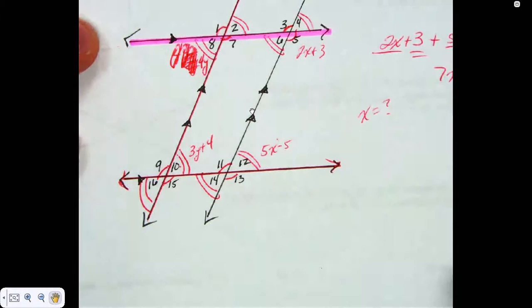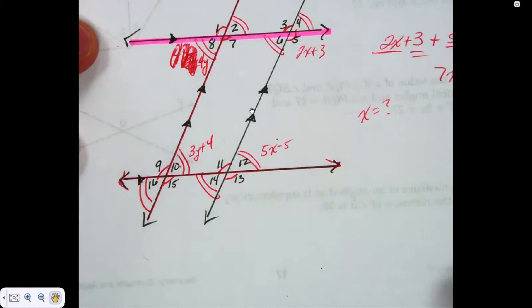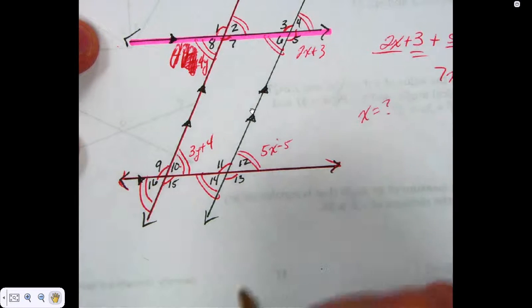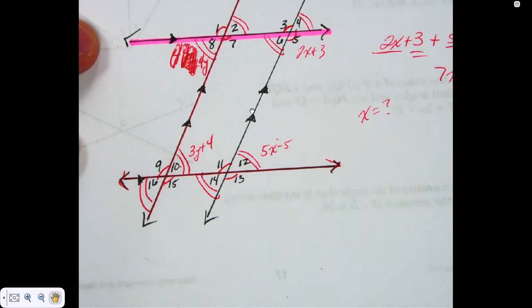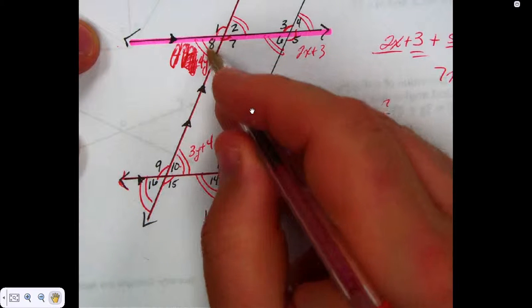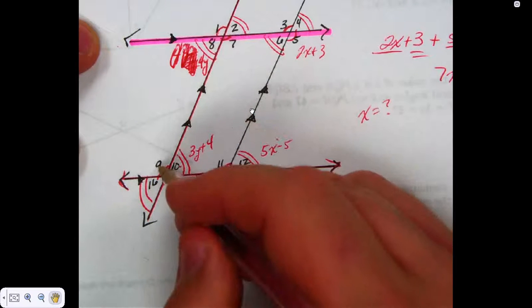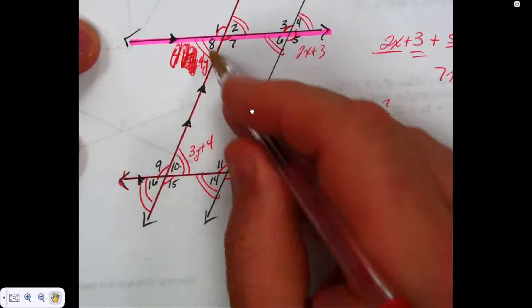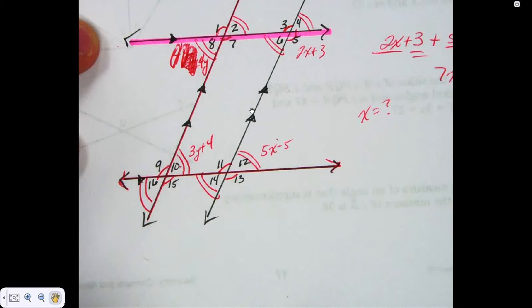What do I know about how 8 and 10 relate to each other? Why would they equal 180? Tell me why. Are they directly beside or on top of each other? No. You can't guess. Is there something in between 8 and 10? What's directly in between it? 9. They're alternate interior angles, so what are they? Are they congruent? So what's equal to what?